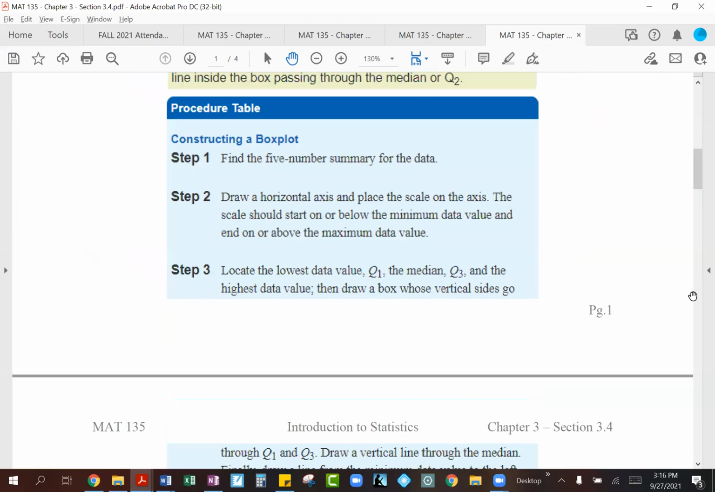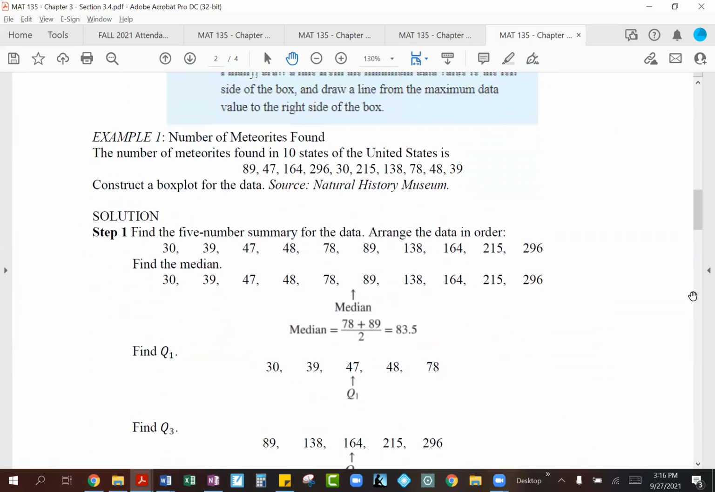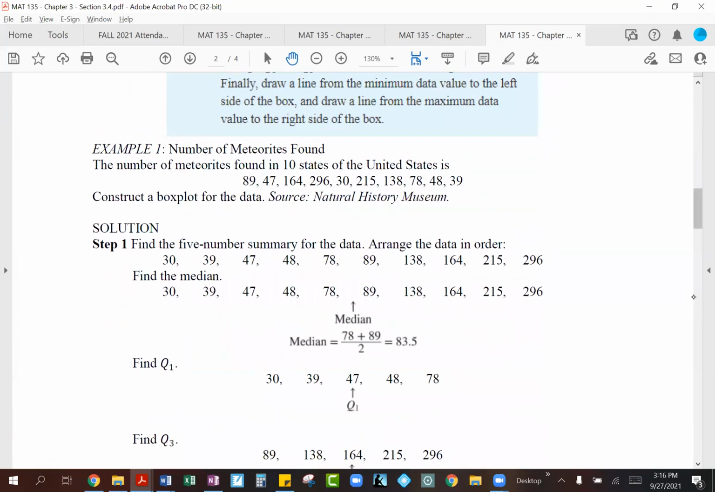So if you look at this example over here, we're talking about the number of meteorites found in 10 states. So you can see what these numbers are. The first thing we're going to do is arrange them in order, going from smallest to the largest. So of course, you can see this guy is going to be our minimum. This guy is going to be our maximum value.